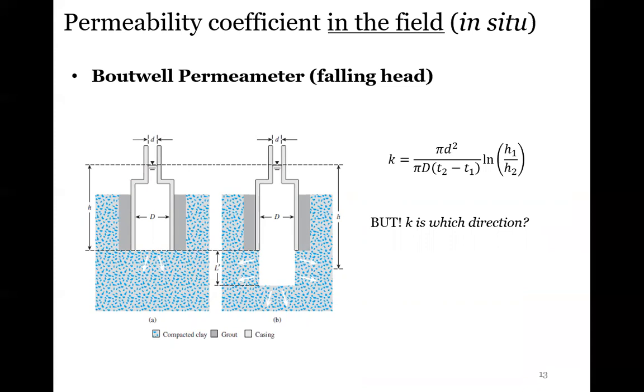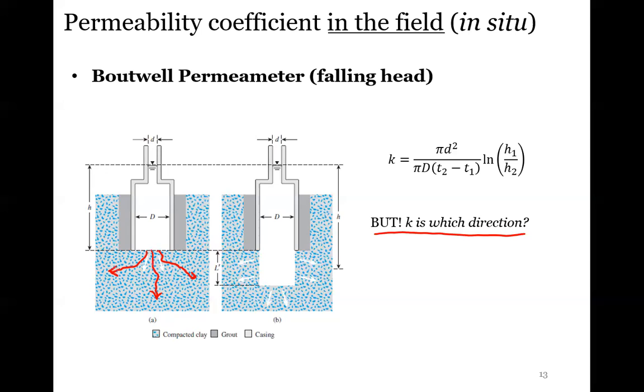The Boutwell permeameter, you don't really need to know too much about it, but it follows this equation here. The issue with this is we can't control the K direction, so we can't get an actual horizontal or vertical permeability. The flow of water leaving this could go any direction, right? So we're not getting a nice, straight vertical permeability coefficient versus horizontal permeability coefficient.